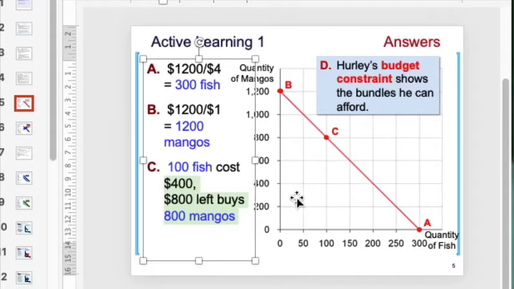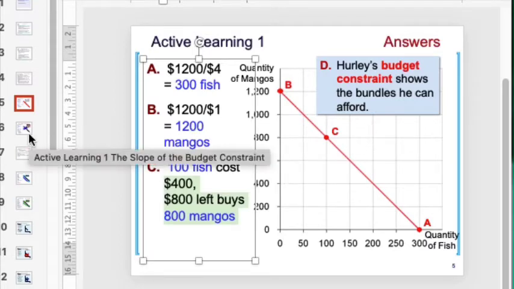she won't be using all of her income. This means that if she's on the line of this budget constraint, she's using all of her income. This means that you cannot go beyond this budget line because she doesn't have the money to do it.